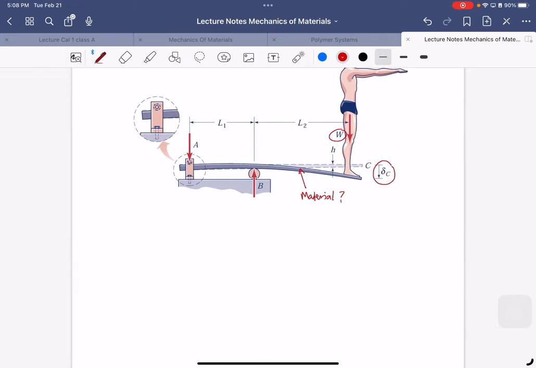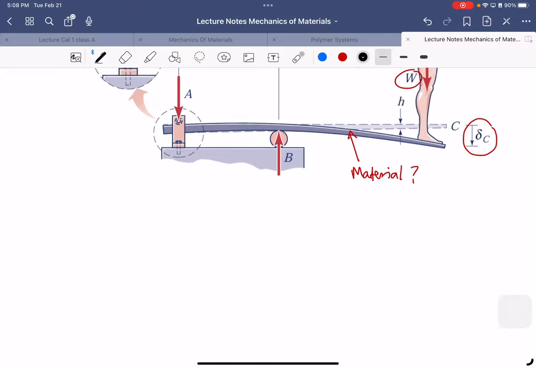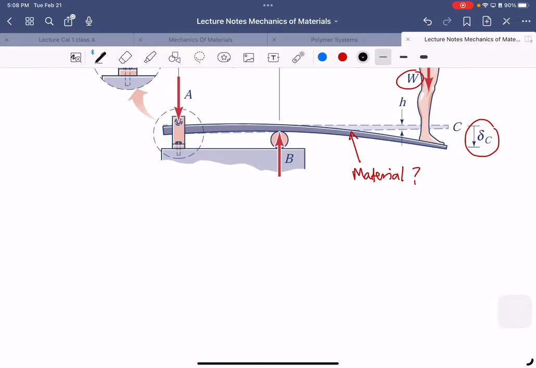Okay. So again, let me just confirm three concepts. Equilibrium, geometry, deformation, and material behavior.